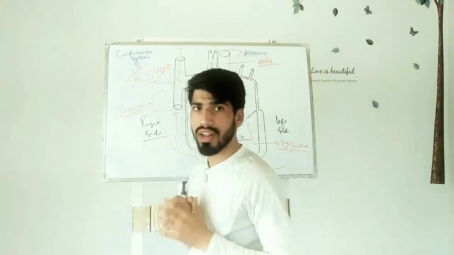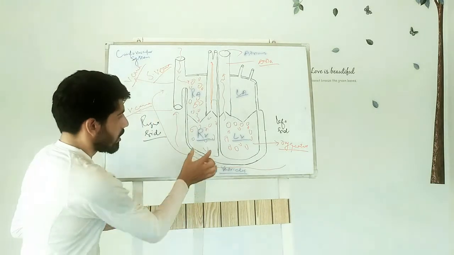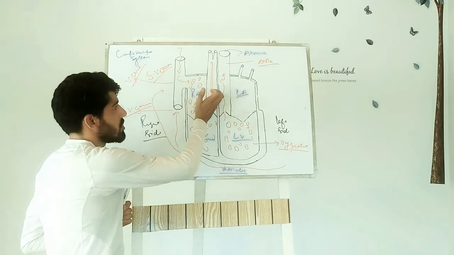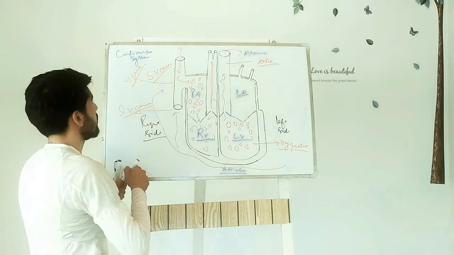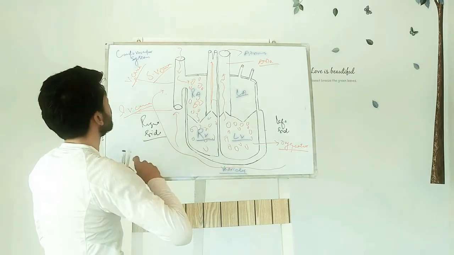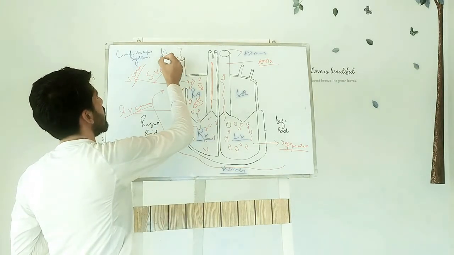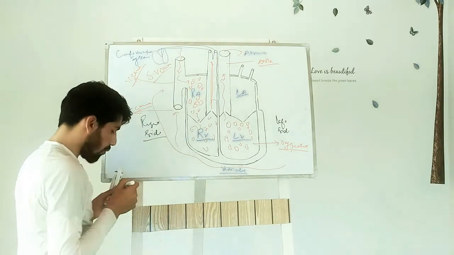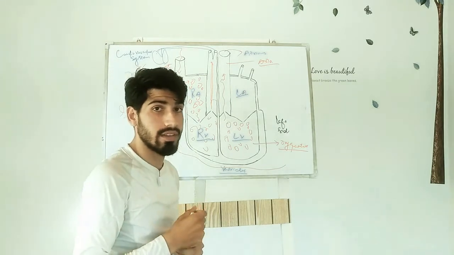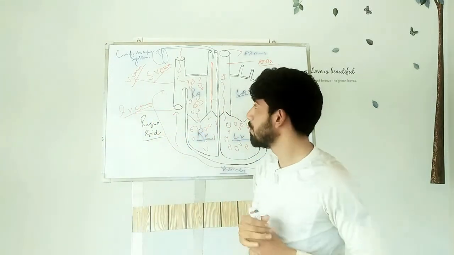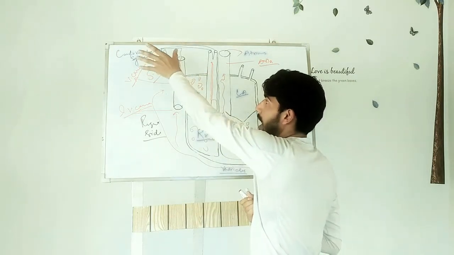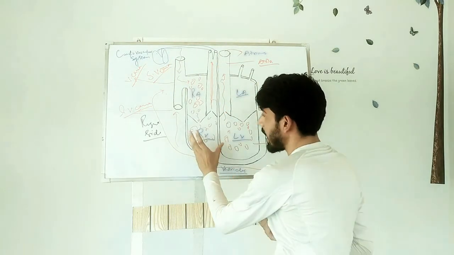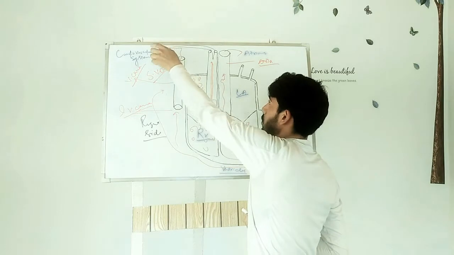Why does the blood go into the lungs? When the right ventricle contracts, the blood flows from this channel and goes to the lungs. Here are the lungs. Why does the blood go into the lungs? Because the blood is deoxygenated. The blood goes into the lungs and picks up oxygen. That's why the blood goes into the lungs.